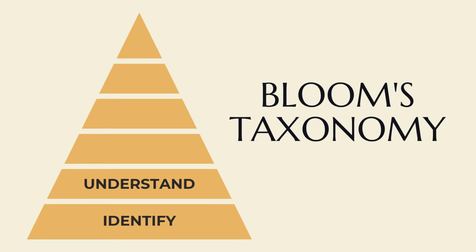The very next level of Bloom's taxonomy is the understand level. At this complexity level, the learner should be able to understand the content. They should be able to go beyond just identifying it and retrieving it from their memory and actually be able to explain the content. The next level of Bloom's taxonomy is the apply level. In this level, we can expect the learner to be able to take information and apply it to various situations.